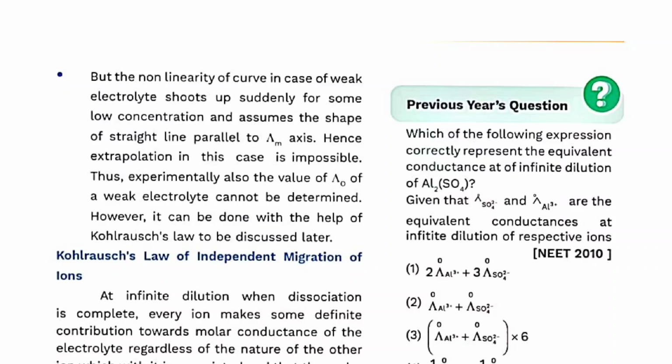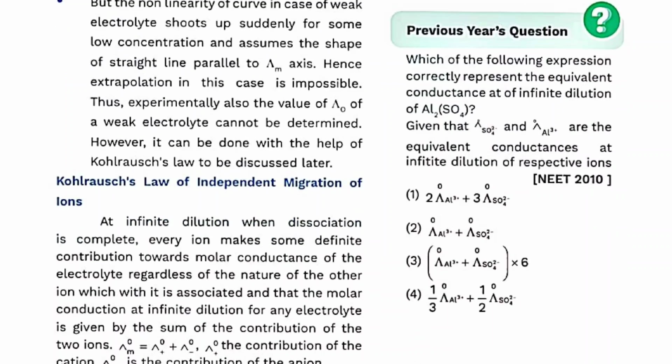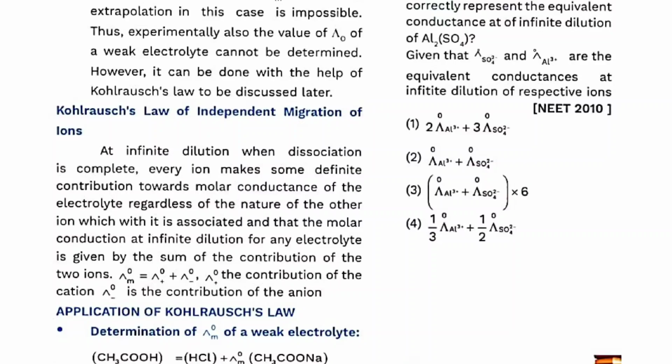For example, table salt, that is NaCl, dissolves in water and splits up into two ions, Na+ sodium and Cl- chloride. According to Kohlrausch's law, the conductivity of the salt solution is the sum of conductivities of Na+ and Cl- ions. We can also take another example, a solution of potassium nitrate, KNO3. Its conductivity would be the sum of conductivities of K+ potassium and NO3- nitrate ions.